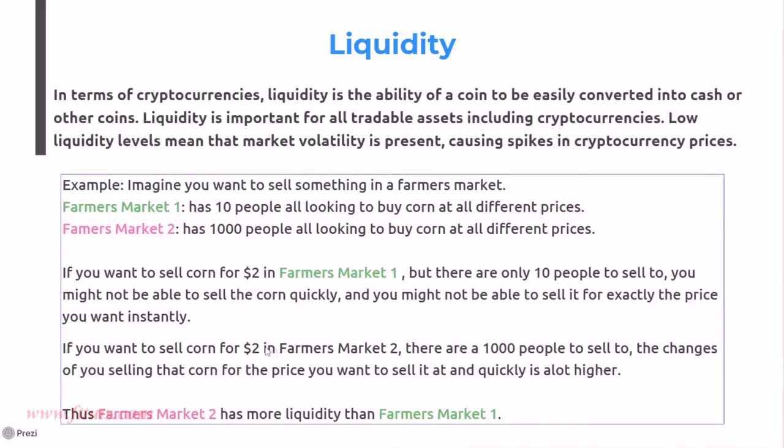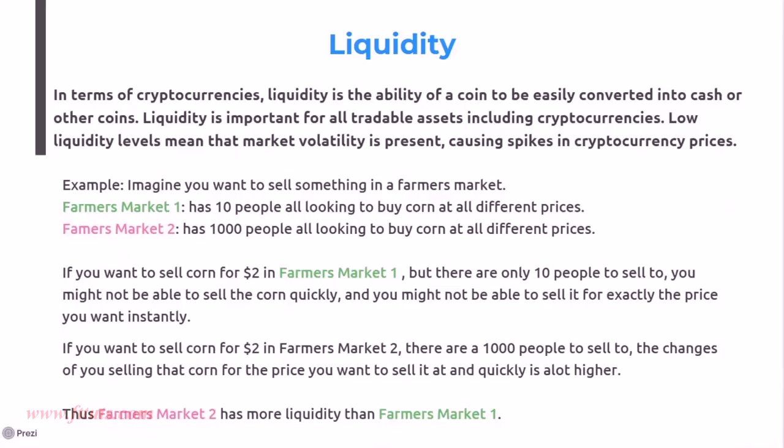If you want to sell the corn for $2 in Farmer's Market 2, where there are 1,000 people to sell to, the chances of you selling that corn for the price you want and selling it quickly is a lot higher. Thus, Farmer's Market 2 has more liquidity than Farmer's Market 1. So essentially, if you have high liquidity, that usually means you have high trading volume, which means you have a lot of participation and a lot of people looking to get in and out of trades at all different sorts of prices, meaning that you have a good chance of being able to get exactly in and exactly out wherever you want. And that's why liquidity is important.